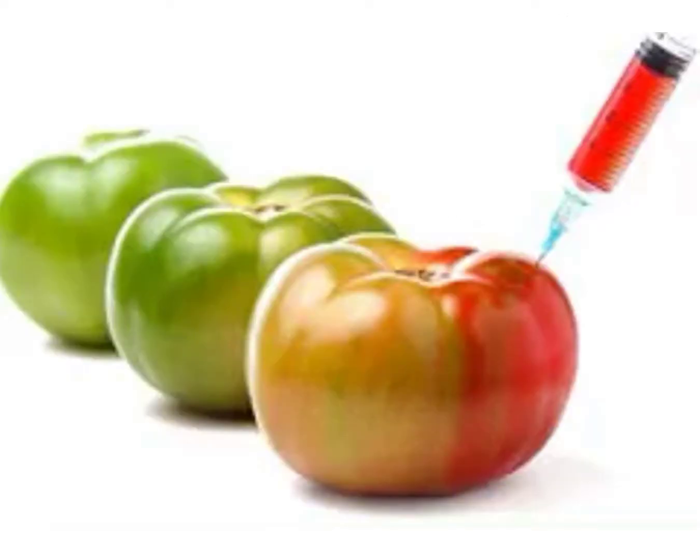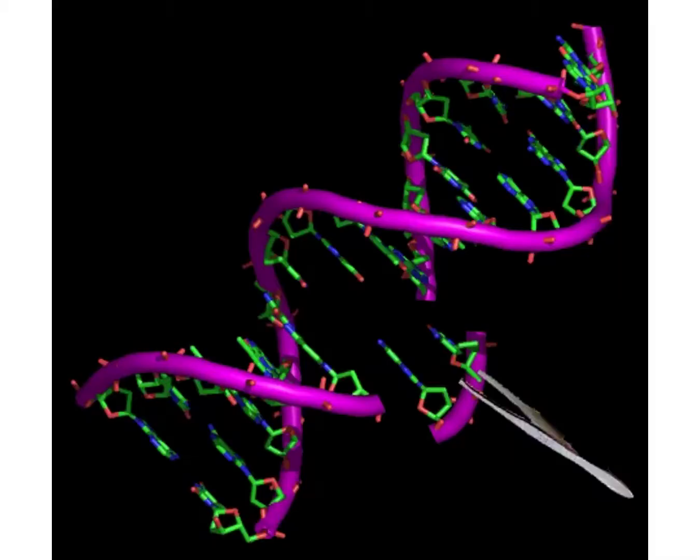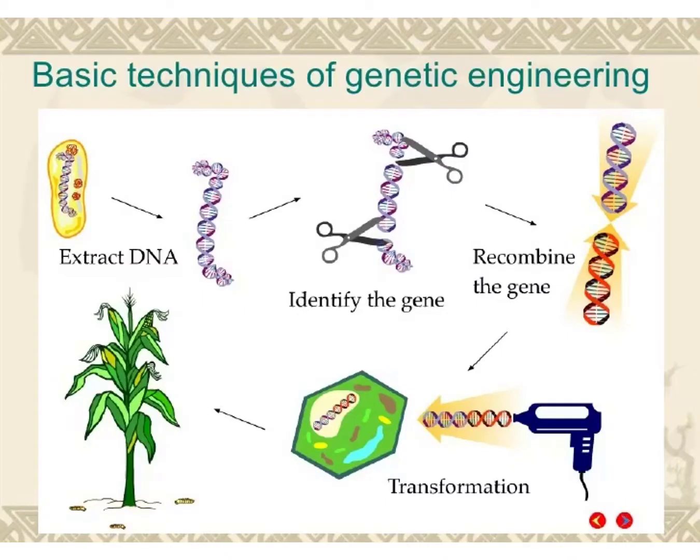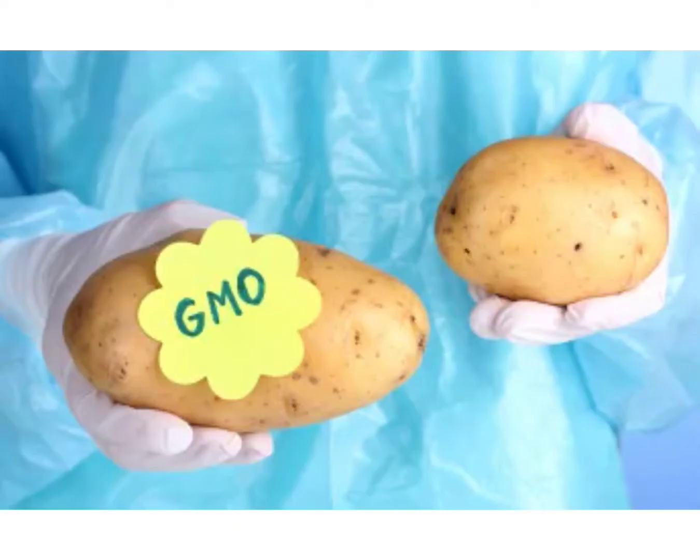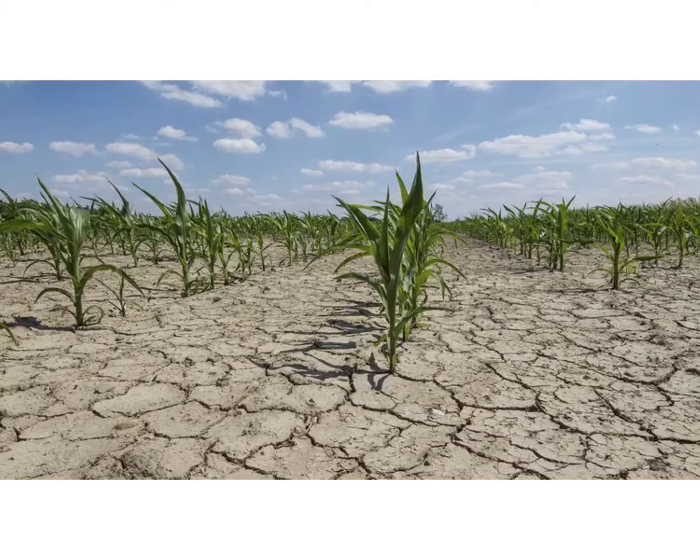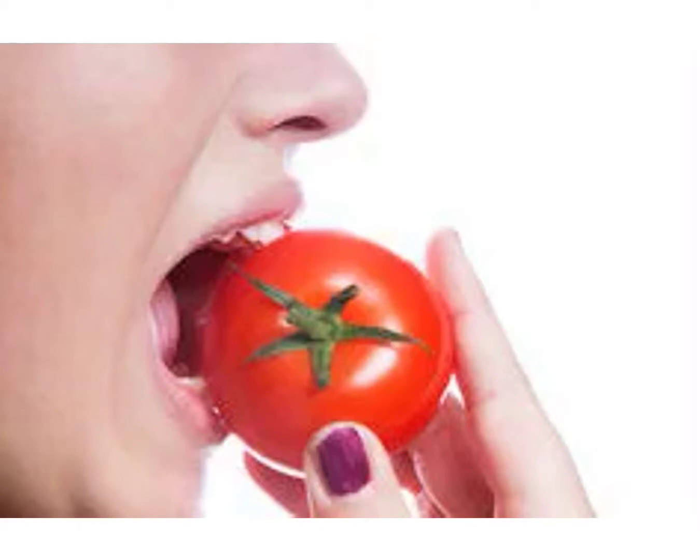A GMO, or genetically modified organism, is any organism whose genetic material has been altered using genetic engineering techniques. In some cases, these engineering techniques are used to create food produce that is larger, more weather resistant, such as in droughts or floods, or even better tasting for the consumer.